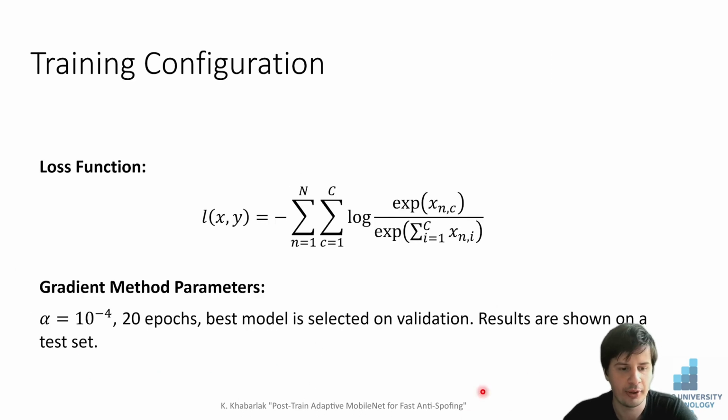So, training. First, it is very similar to training of a common neural network. We have a loss function, cross-entropy loss function in here, and we have gradient methods used with alpha learning rate of 10 to the minus 4, 20 epochs. Best model is selected on validation and results are shown on a separate test set. Syllabus spoof dataset has separate train and test sets, and validation is created by us by splitting train set in proportion 8 to 2. 2 is for validation.